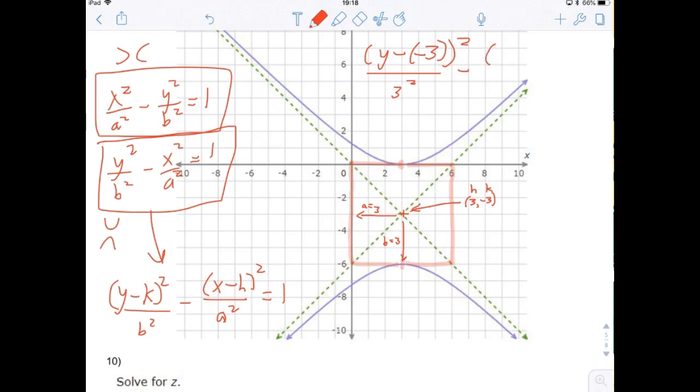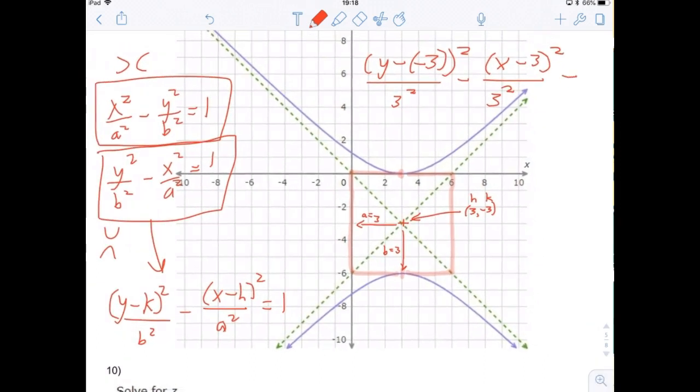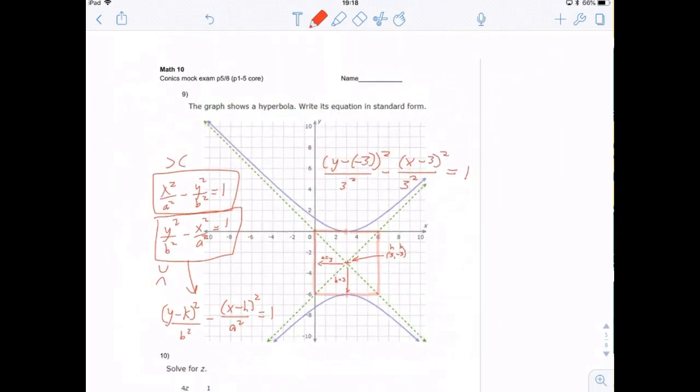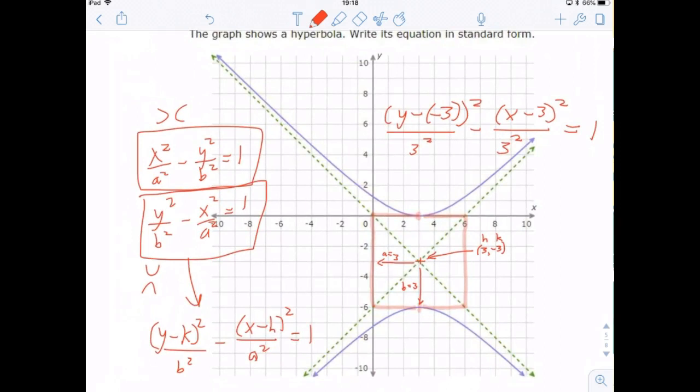And then on the top, I'm going to put x minus, and my h value is 3, and my a value is also 3 squared, right? I could put 9 if I want to, equals 1. I always need to put the right side. That's totally necessary. Okay? So that's it. If I want to simplify it, instead of minus -3, I could put +3 also.